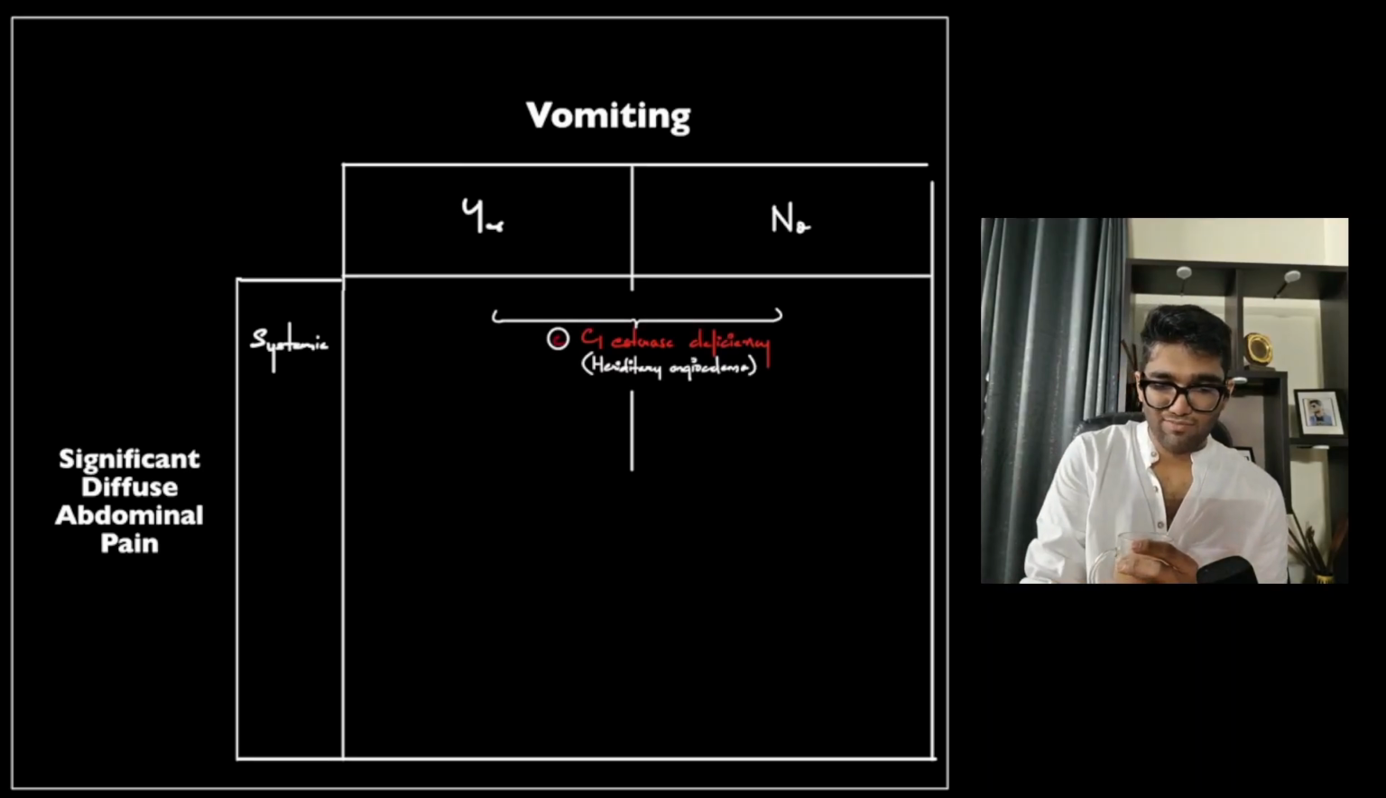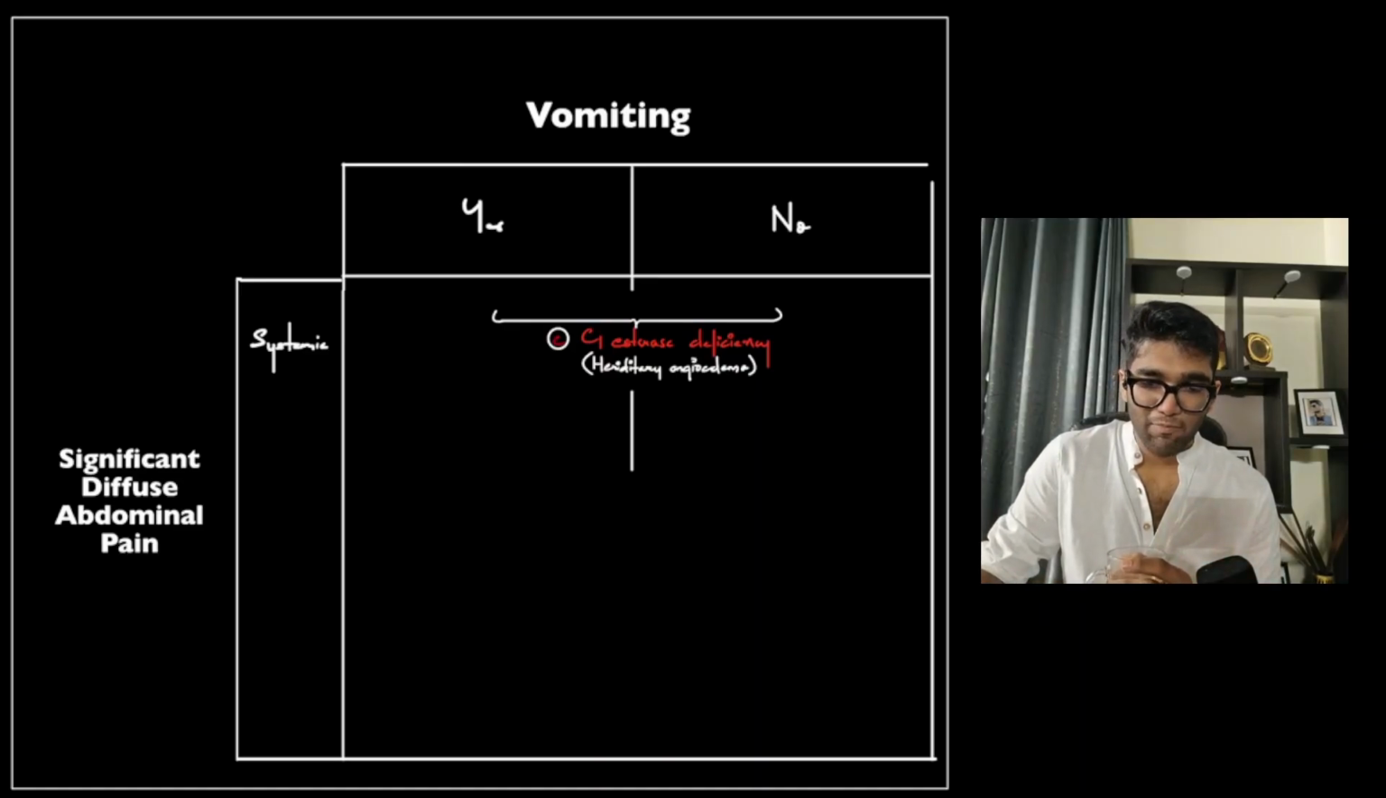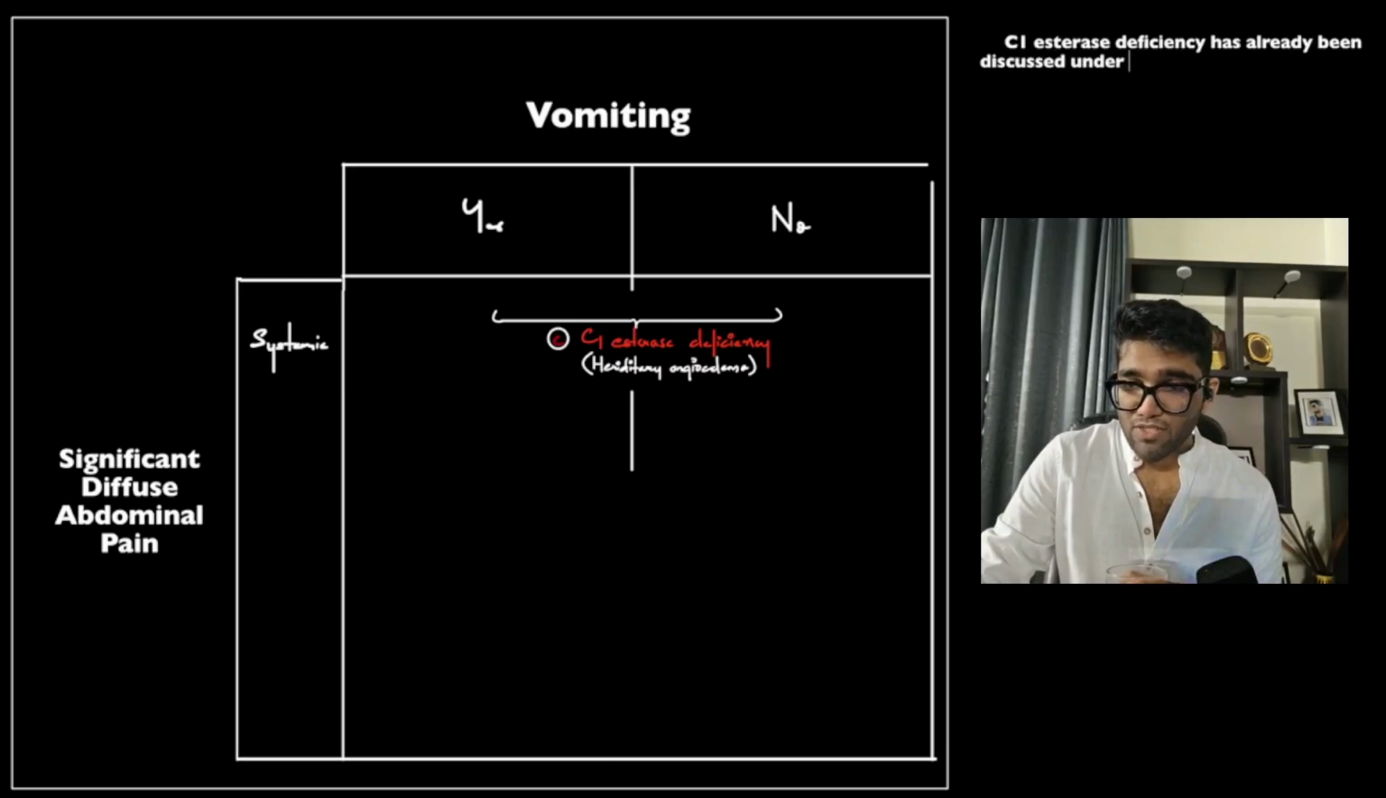Now I use a mnemonic here, that is CAMP, or cyclic AMP. The thing is that it is diffuse, it's a systemic problem. So like cyclic AMP is a diffusely used second messenger, I use that as a mnemonic. So C here stands for C1 esterase inhibitor deficiency. Again, very rare. This is hereditary angioedema. Now, C1 esterase deficiency has already been discussed under approach to rash part 2.2, that is superficial dermal disorders and urticaria.